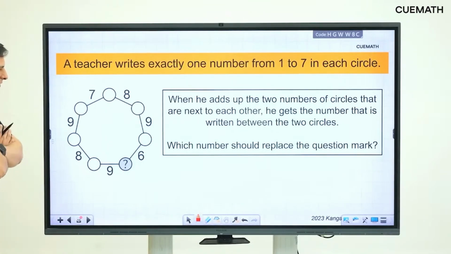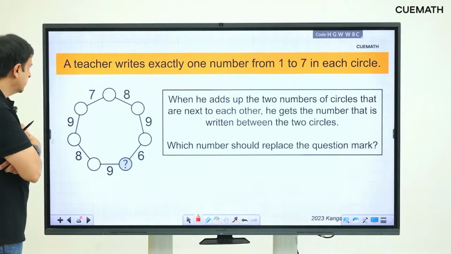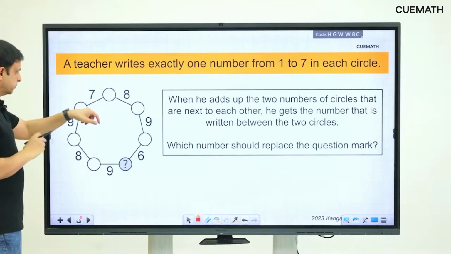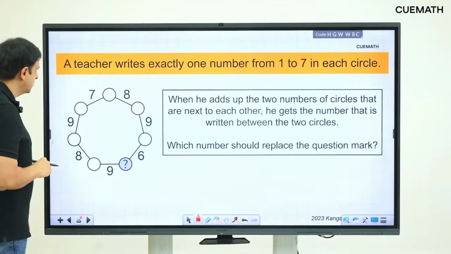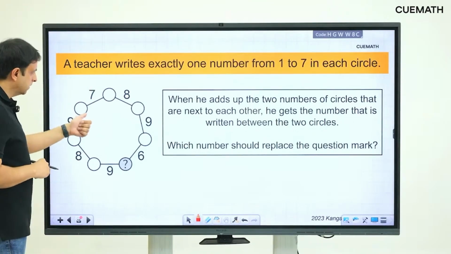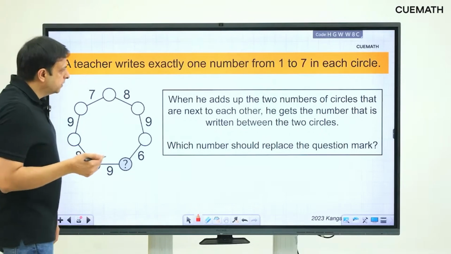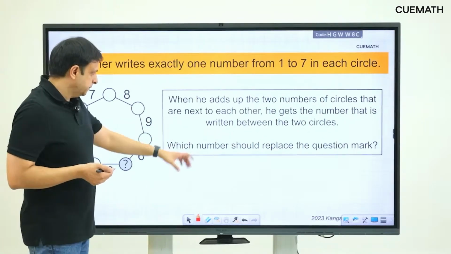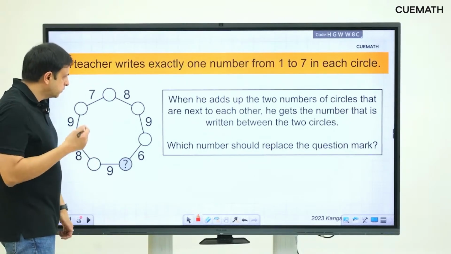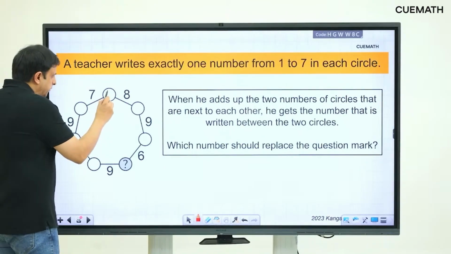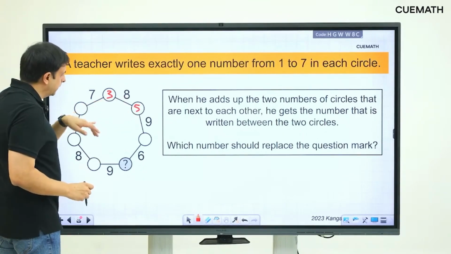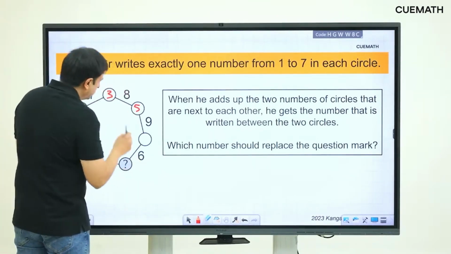Okay, now this one is a bit more challenging, very interesting. A teacher writes exactly one number from 1 to 7 in each circle. So these are the circles you see, empty circles, and a teacher writes the numbers 1 to 7 among these circles. And when he adds up the 2 numbers of circles that are next to each other, he gets the number that is written between the 2 circles. So for example, if you had a 3 here, you would have a 5 here, because 3 plus 5 should add up to 8.